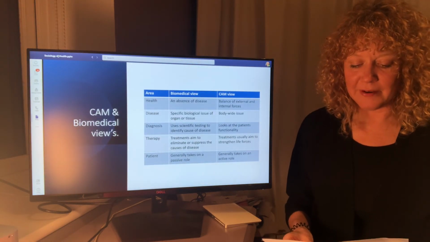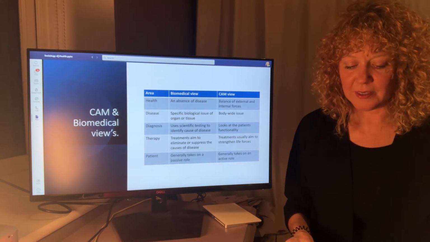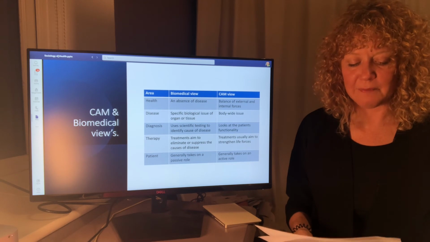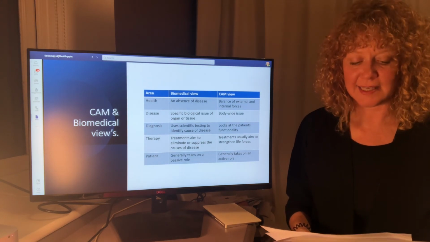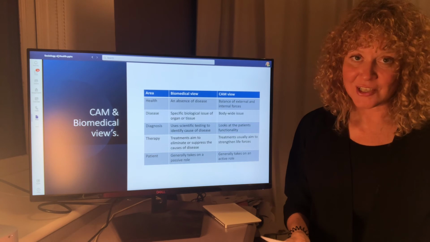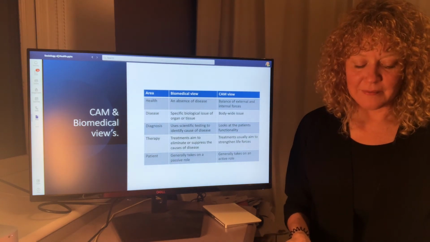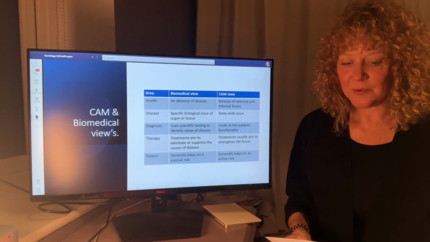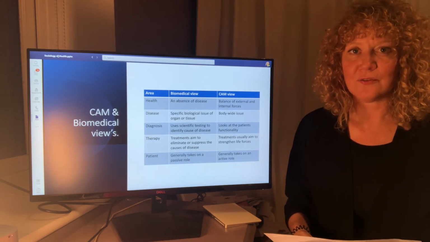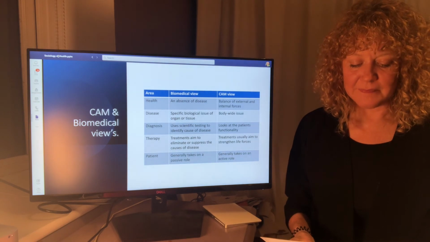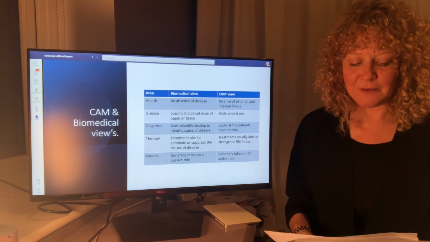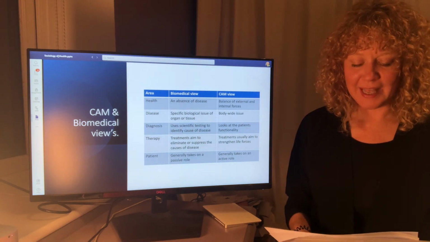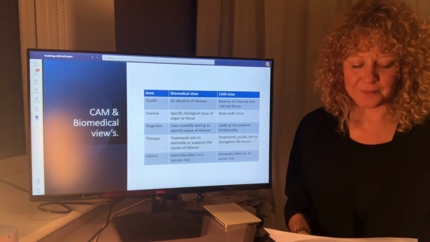In looking at the CAM therapies from a psychological view, there is a range of research offering different perspectives into CAM therapies, carried out by ASCA in 1986, comparing the traditional and CAM views. For health, the biomedical view is the absence of disease. The CAM view, a balance of external and internal forces. Disease. Biomedical, a specific biological issue of organ or tissue. The CAM view, a body-wide issue.